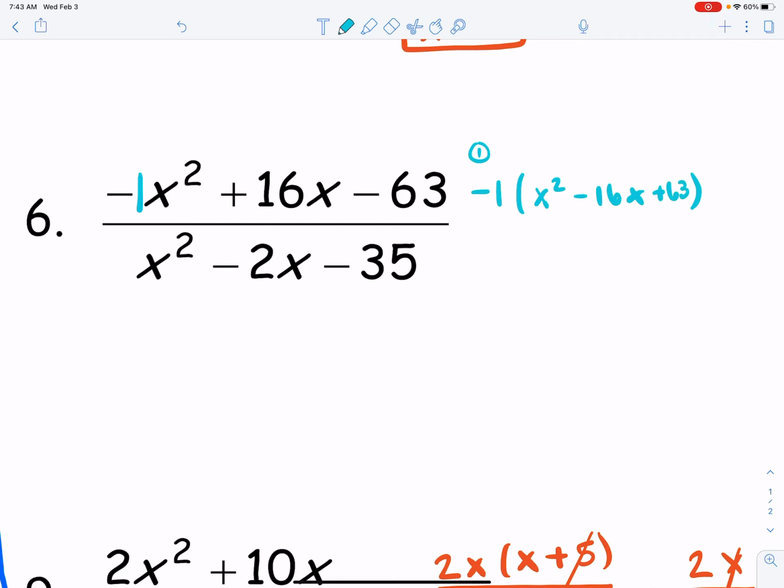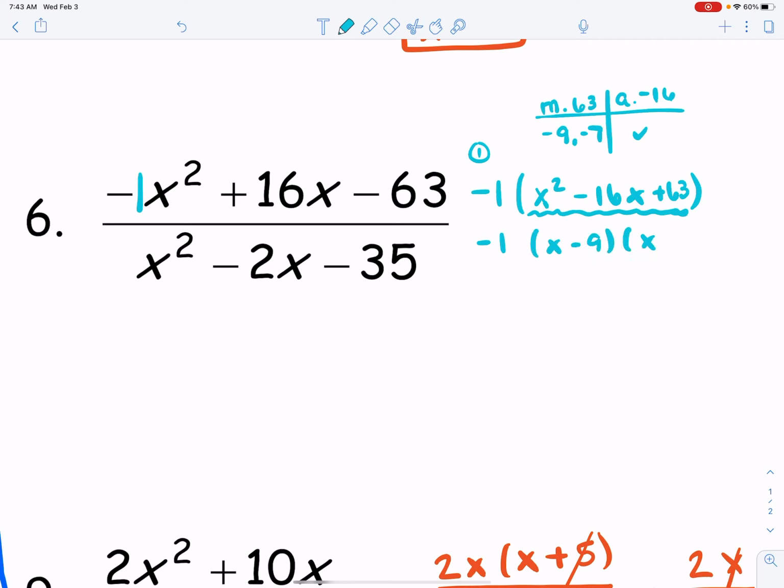Okay, now I'm going to use my multiply add chart to factor the leftovers. So I need two numbers that will multiply to a positive 63, but add to -16. So -9 and -7 will do both of those things. So now I have a -1, an x minus 9, and an x minus 7. And that works because if I multiplied this back out, I'd get x squared minus 16x plus 63. But then when I multiply it by the -1, now we have true factors. So our factors are -1, x minus 9, and x minus 7.